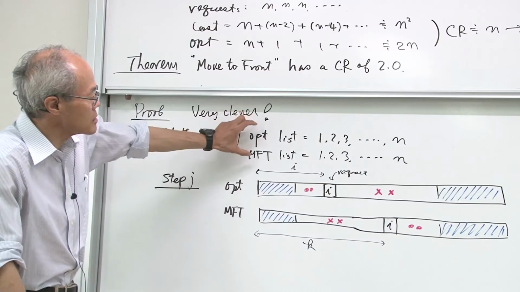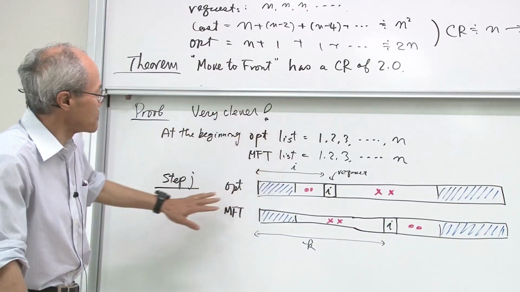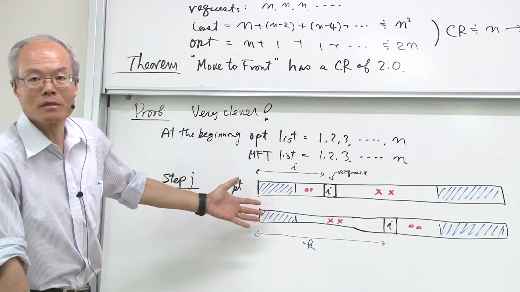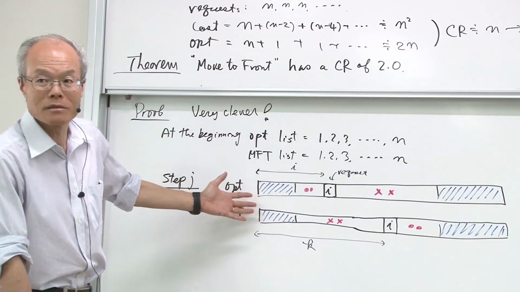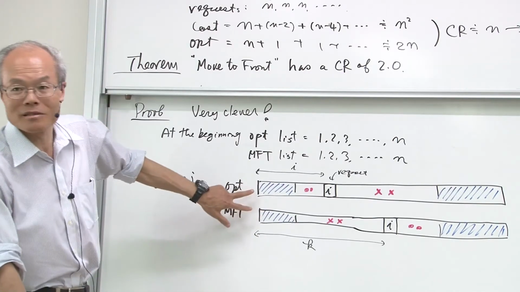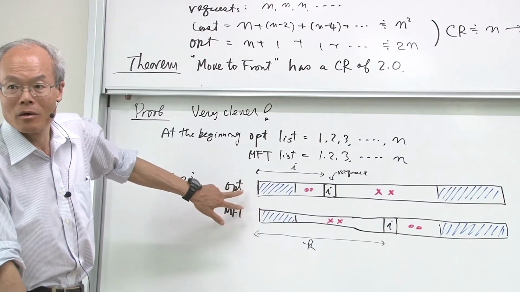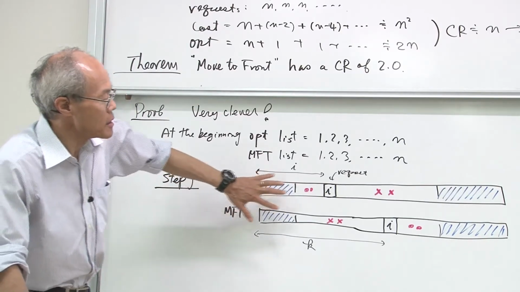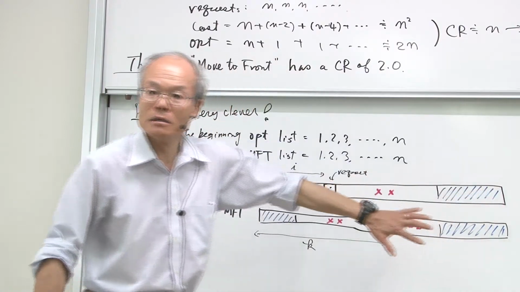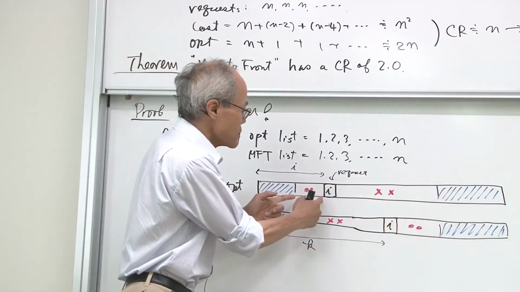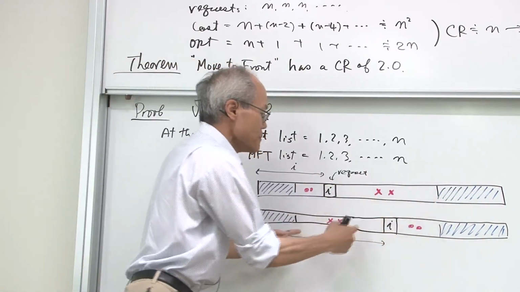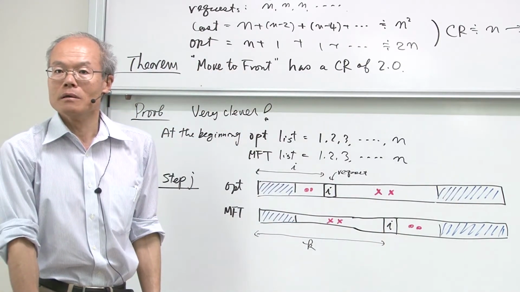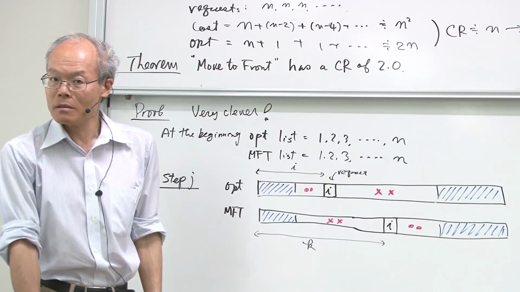So the initial list looks like this, but at step J, the two lists may look quite different. Do you understand what this means? Once again, this many same items before I, that many same items after I, and this portion is different: before I, after I; after I, before I. Is it clear? Okay, good.